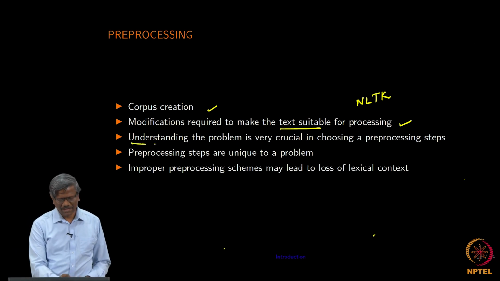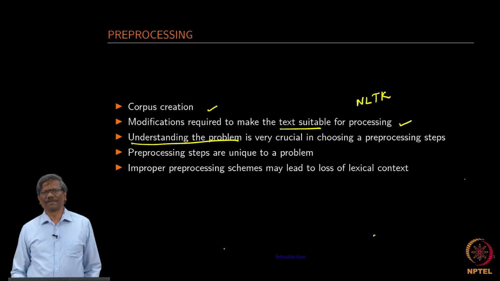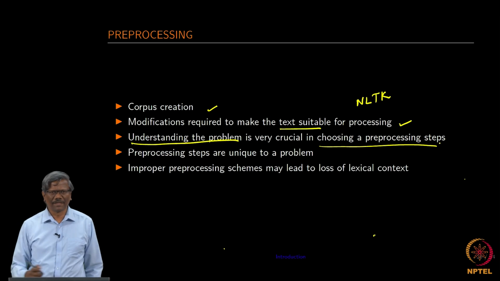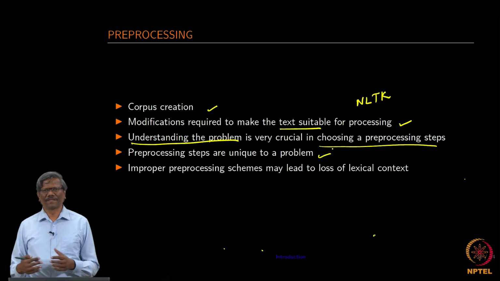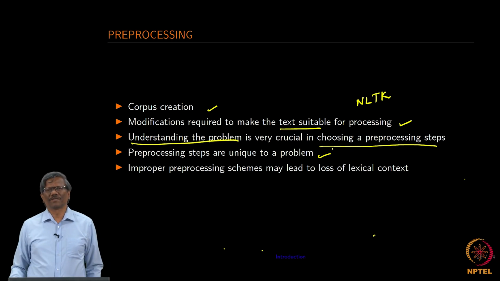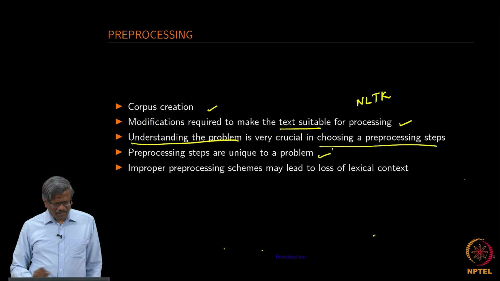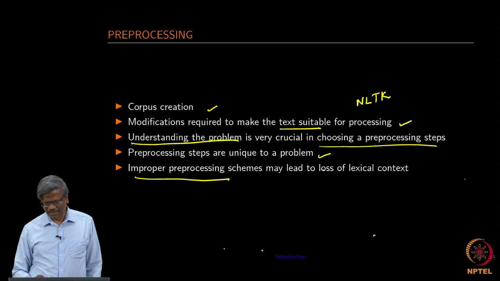So, again, as I mentioned, understanding the problem is very, very critical in terms of choosing the pre-processing step. So, we will show a few examples and then see why I am talking about this. Okay. And you can say that pre-processing steps are very unique to a given problem. So, every problem is different, and every problem requires a different sets of pre-processing steps. If you do not do the processing well, I think you are going to be losing a lot of lexical content that will result in very poor application value.